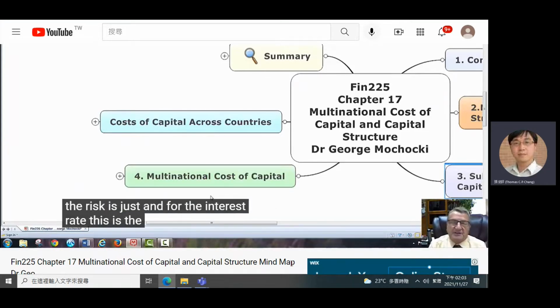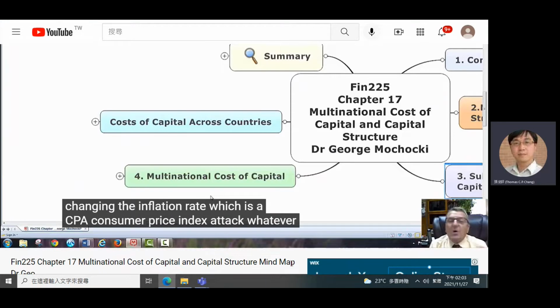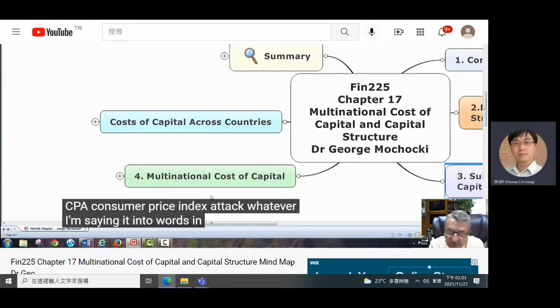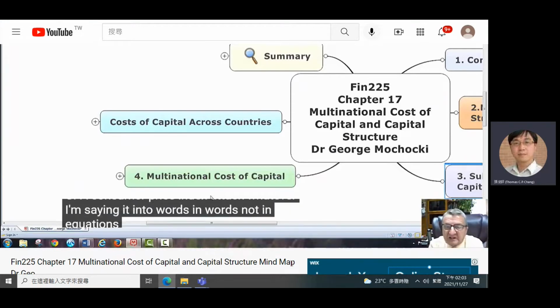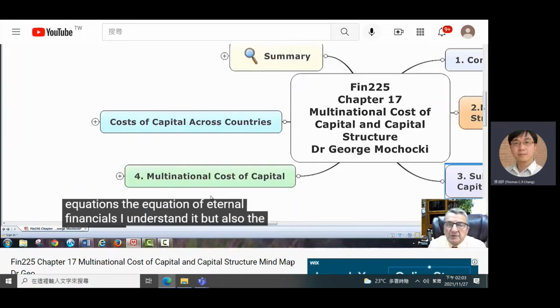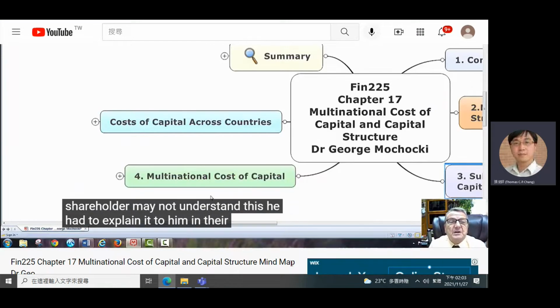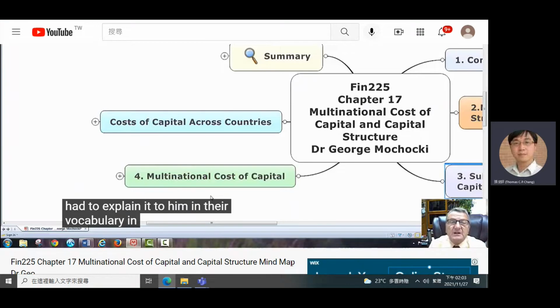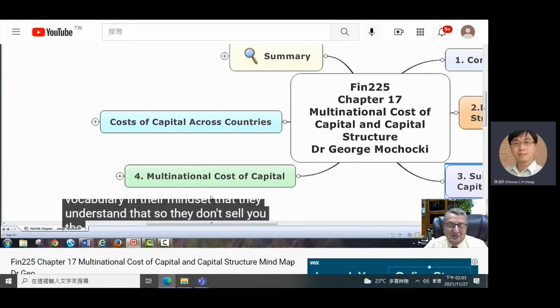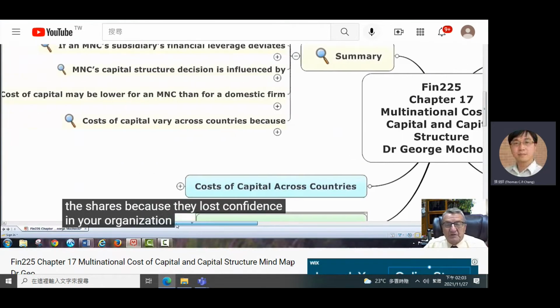Interest rate is the same. The exchange rate is changing. The inflation rate, which is the CPI, Consumer Price Index, is whatever. I'm saying it in words, not in equations. If I'm talking financials, I understand equations, but most individuals, like the shareholder, may not understand it. So you have to explain it in their vocabulary, in their mindset, so they don't sell you the shares because they lost confidence in your organization.